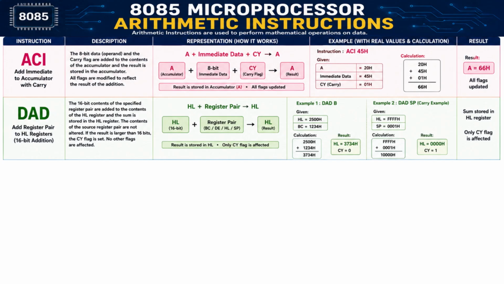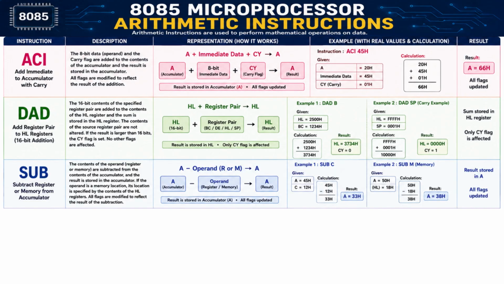Now suppose the HL register contains 2500H and BC contains 1234H. The instruction is DAD B. After performing the addition, HL becomes 3734H. If the addition exceeds 16 bits, the carry flag becomes 1. Otherwise, carry remains 0.